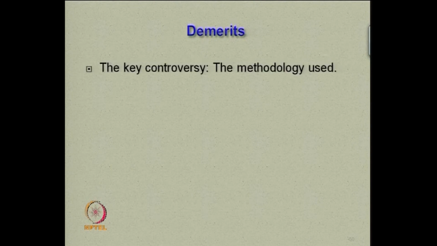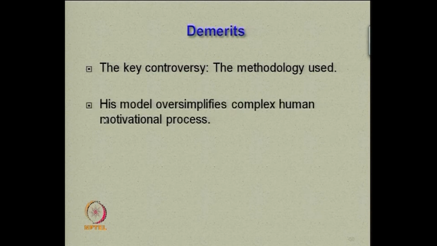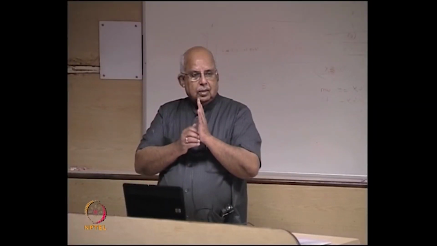What are the demerits of this? The key controversy, the methodology used. His model oversimplifies complex human motivational process. It is too limited in its focus. It does not take the whole picture. If you know how to use a computer, it is like reducing the size to 60% exposure. It gets too small. So, Herzberg again, like many other theorists, has said something important, but it is not a complete picture.